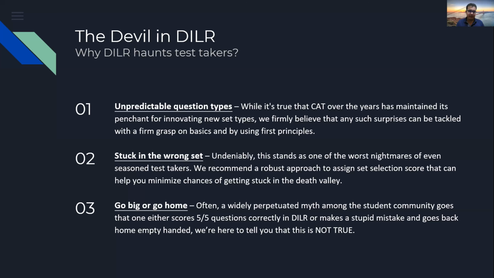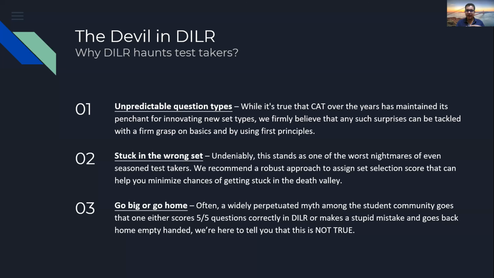It could be a spider web, it could be a Gantt chart, it could be anything, right? Then a lot of people are also anxious about getting stuck in the wrong set. So, this is undeniably, we agree, one of the worst nightmares: what if you get stuck in a wrong set? What if you are not able to find a way out of it?